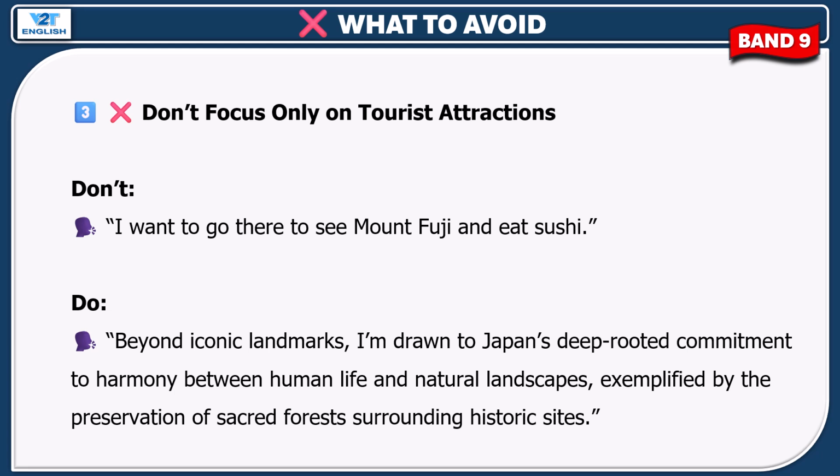3. Don't focus only on tourist attractions. Don't: "I want to go there to see Mount Fuji and eat sushi." Do: "Beyond iconic landmarks, I'm drawn to Japan's deep-rooted commitment to harmony between human life and natural landscapes, exemplified by the preservation of sacred forests surrounding historic sites."